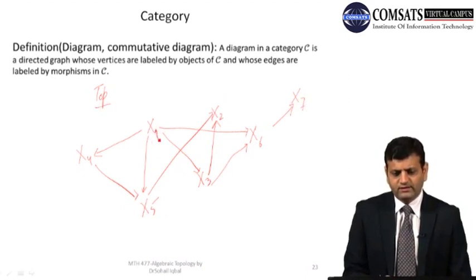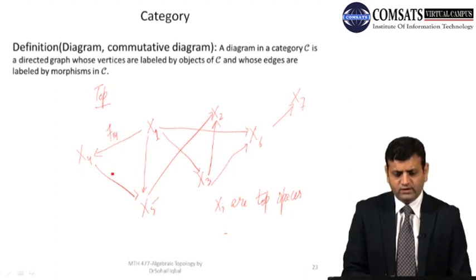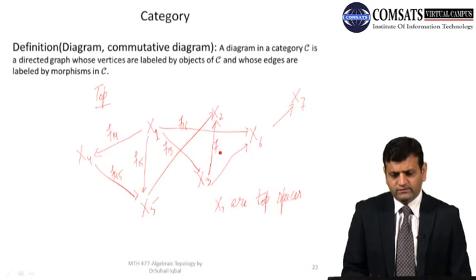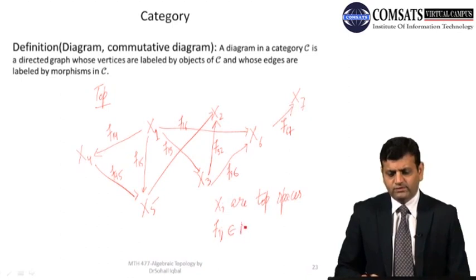In this case, these Xi's are topological spaces, and these maps are, let's say, f14, f45, f15, f13, f16, f32, f36, f67. All these fij's are basically elements of the morphisms. These are morphisms between the topological spaces. In other words, these are all continuous maps. So fij's are continuous functions.